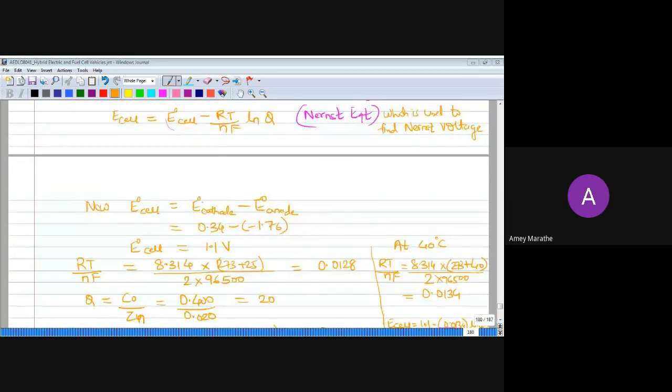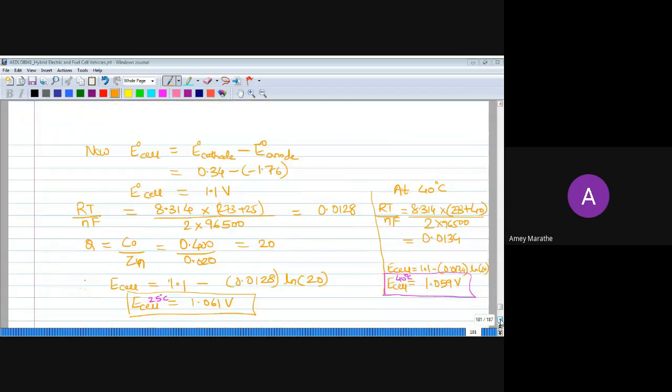We know that E naught cell is simply calculated by the formula E cathode minus E anode. Now these electrode potentials were already given to us, so from that we can calculate the E naught cell. Now, RT upon NF, I know that R is the gas constant. Temperature, since I have to calculate it at 25 degrees C, I will add 273 plus 25. I know F is 96,500, so I will get this value.